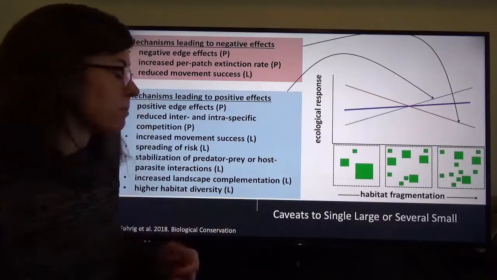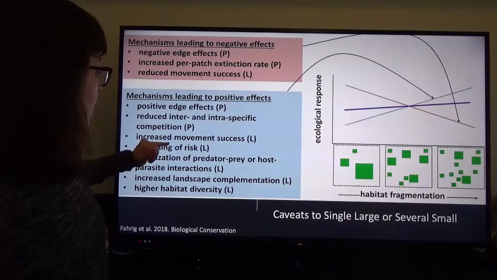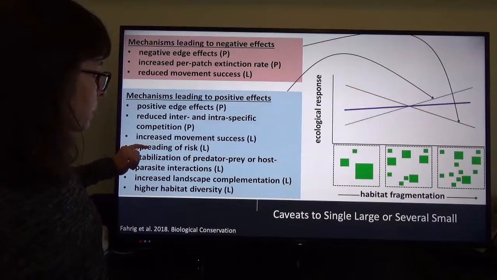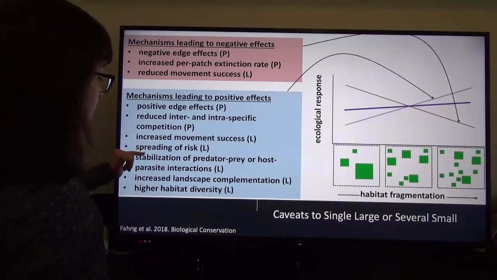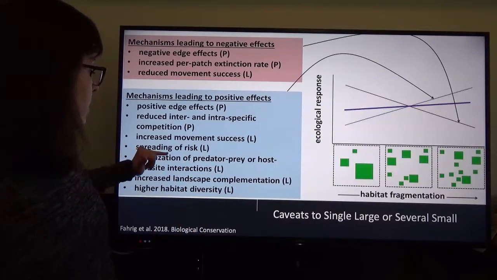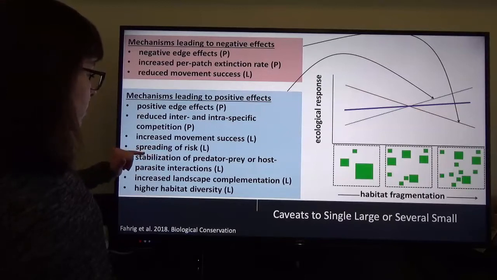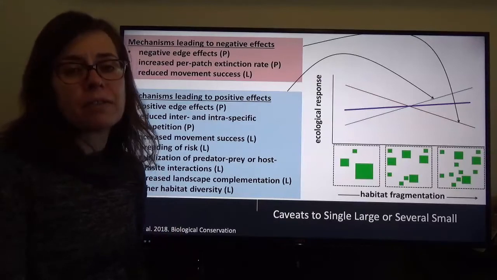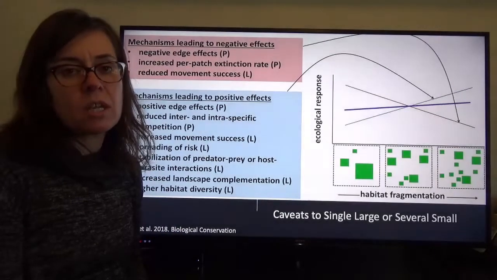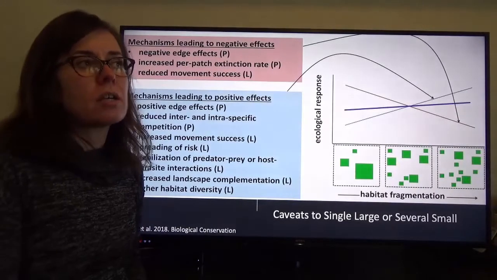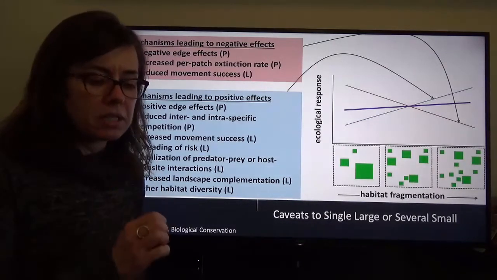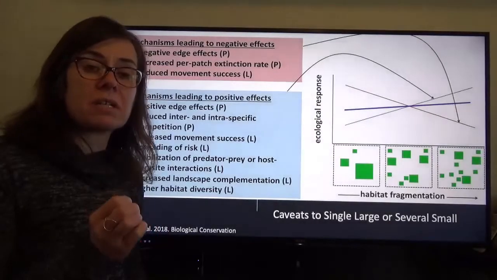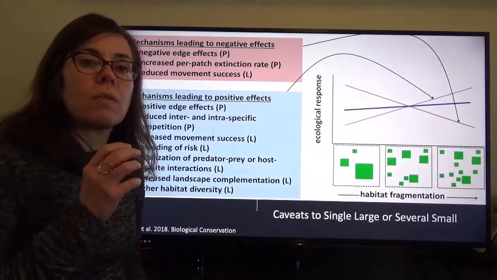Population sizes will be less. There may be reduced competitive interactions. For some species, there will be increased movement success compared to having a single large protected area. Importantly, risk spreading. So when we think about pathogens or parasites that may infect a population, if you have a number of small patches, these negative impacts of pathogens, parasites, or some unexpected disturbance like a hurricane or a tornado, the risk will be spread out.